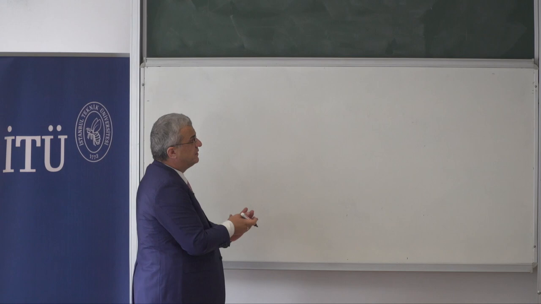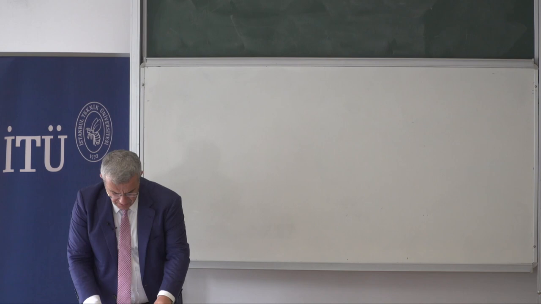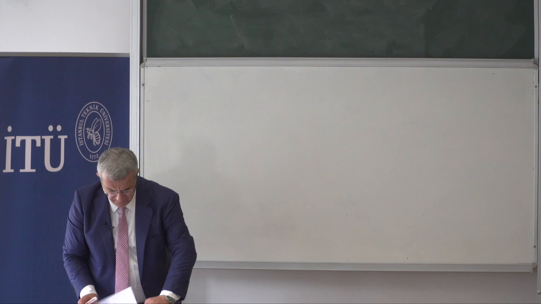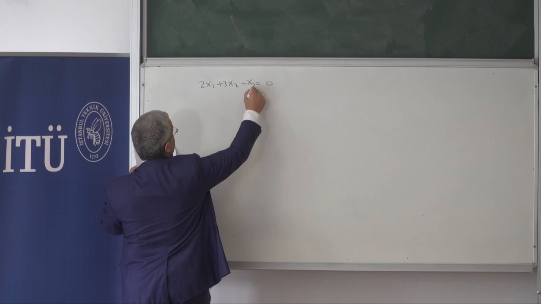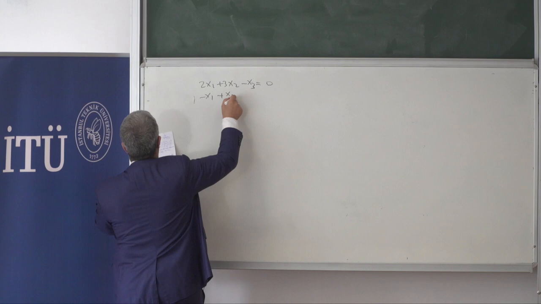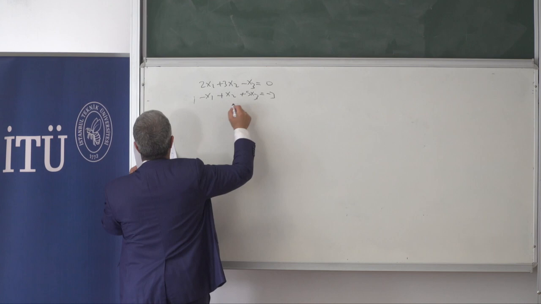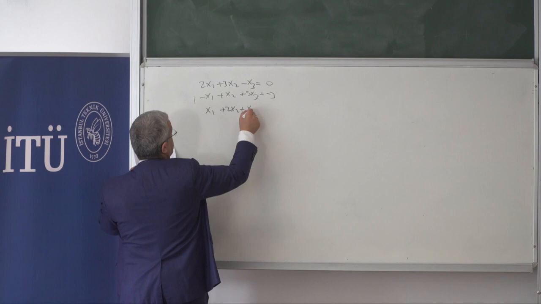Let's go back to the example we solved last class. Where is that one? So 2x1 plus 3x2 minus x3 is equal to 0. Minus x1 plus x2 plus 5x3 is equal to minus 3. x1 plus 2x2 plus x3 is equal to, well, no, this is 2, this is 1.